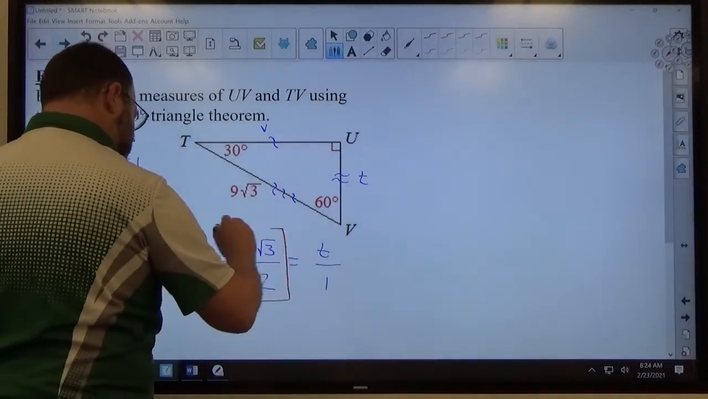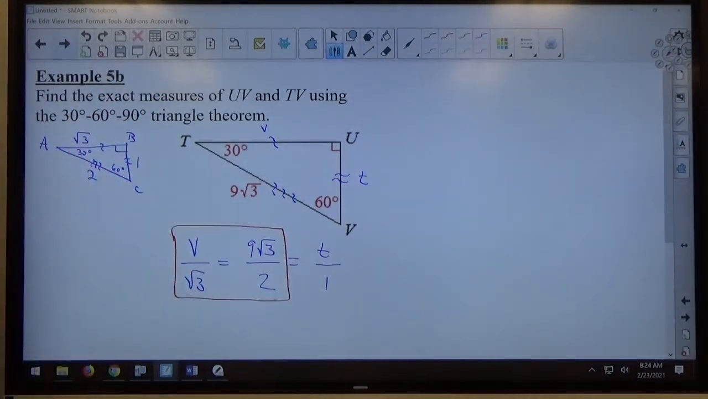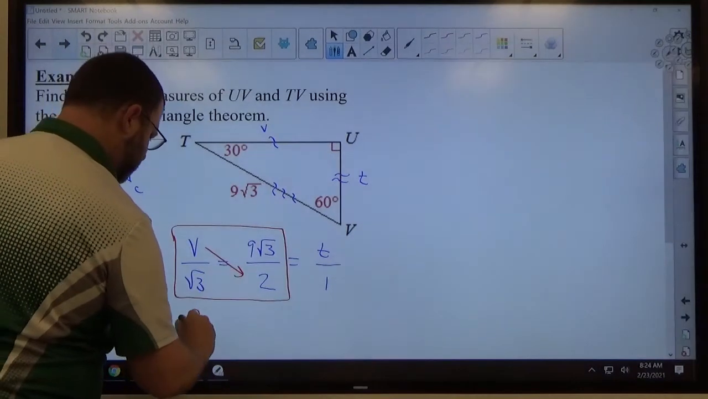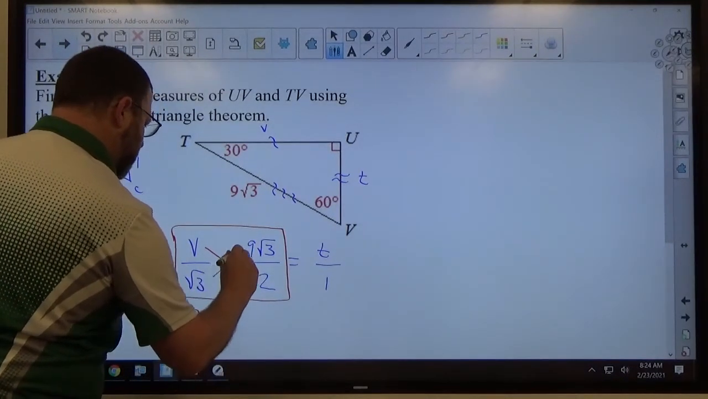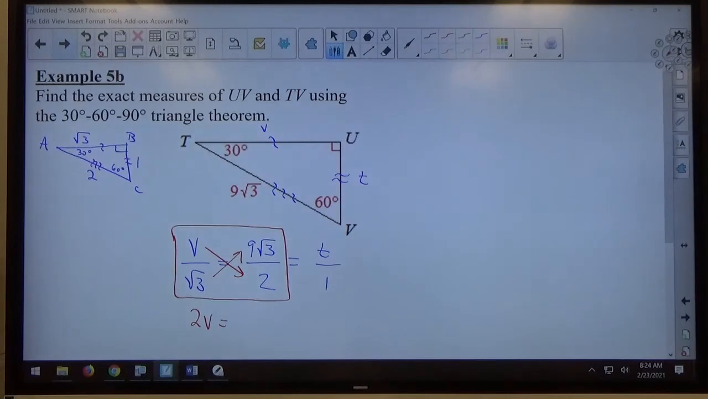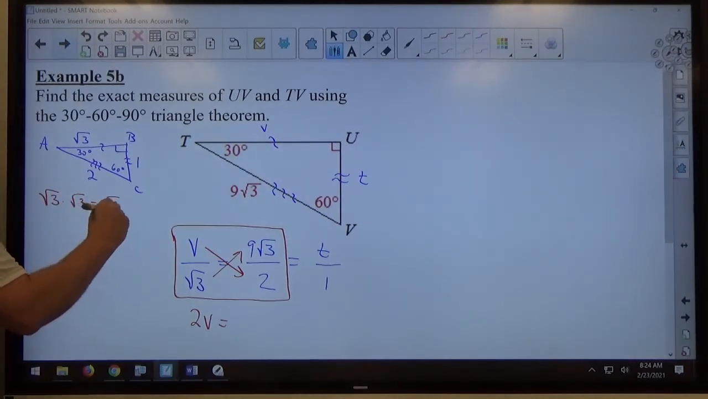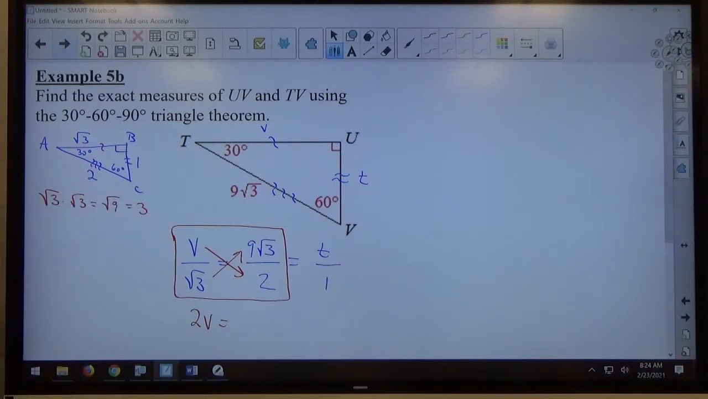So now I got my proportions built. My left proportion has V only in it. If I cross multiply, I'm going to get 2 times V equals this product. Now, when you multiply square roots together, the product of square roots theorem states, if you multiply the square root of a positive number times the square root of a positive number, you get the square root of the product of those two positive numbers. All right? So the square root of 3 times the square root of 3 makes the square root of 3 times 3, which is the square root of 9. Square root of 9 happens to equal 3.